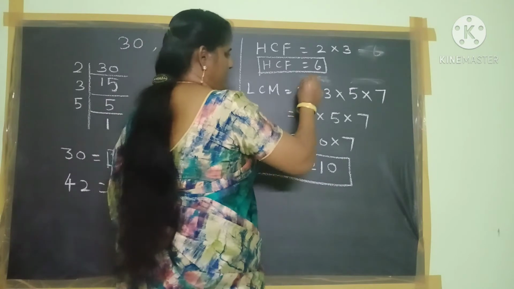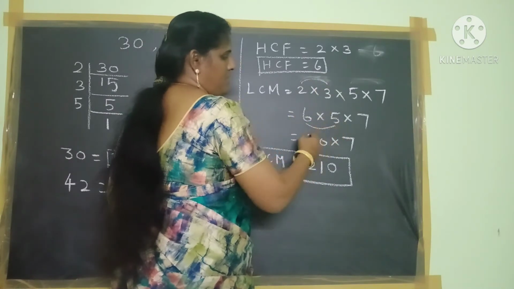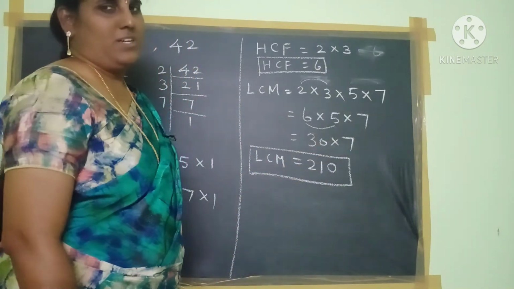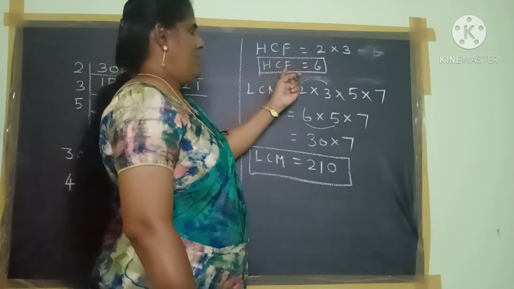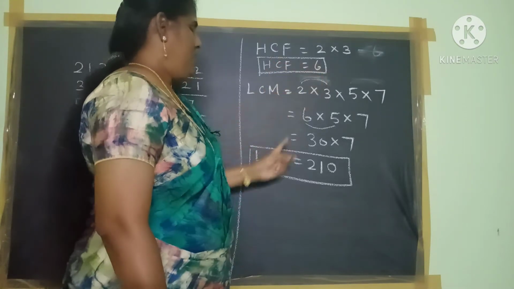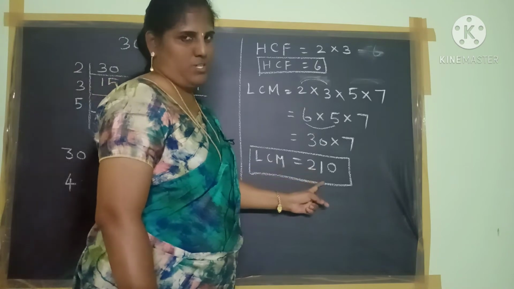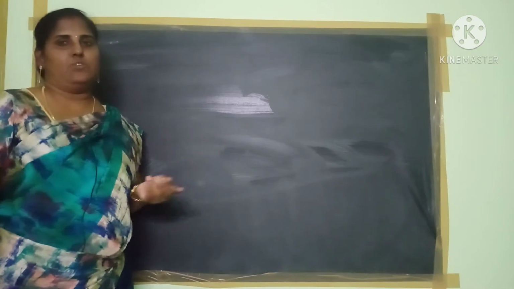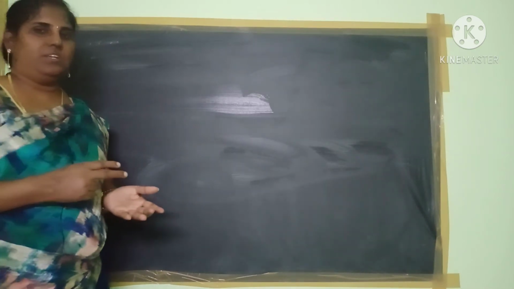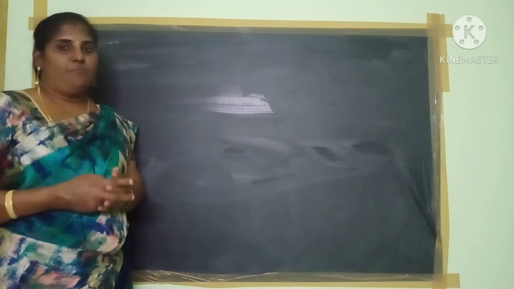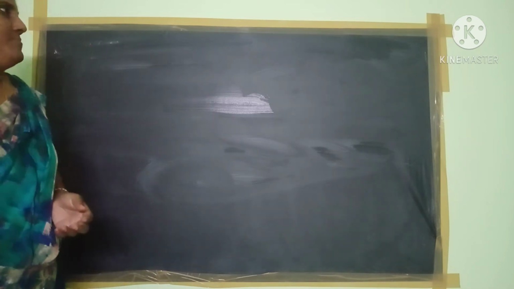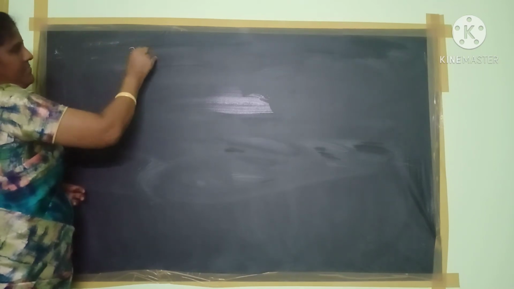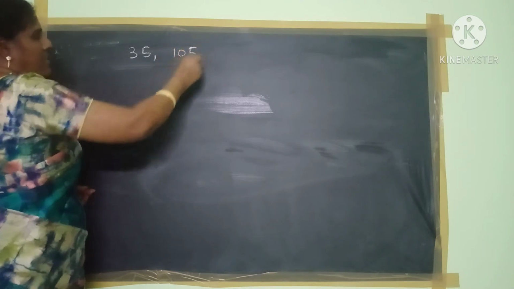Next I multiply these 2. 6 5s are 30 into 7. 3 7s are 210. Okay children? So the highest common factor of both the numbers is 6. The least common multiple of both the numbers is 210. Okay children? This is the last sum. If they give 2 numbers, we find the LCM and HCF. Otherwise, if they give 3 numbers, just for example, I'll take 35, 105 and 75.